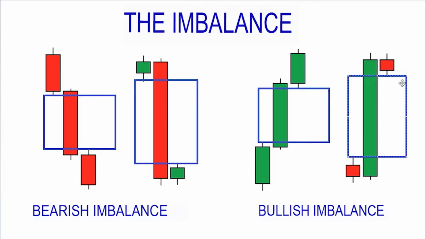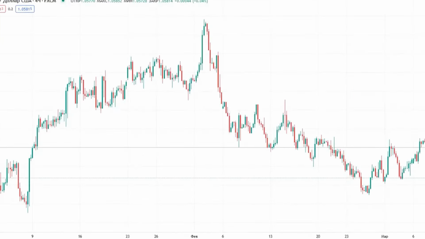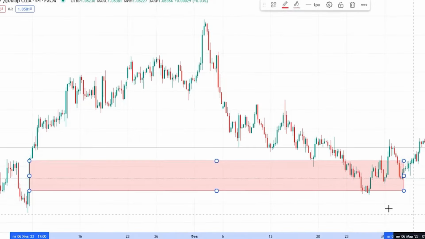Imbalance usually forms for one of several reasons. The first reason is news releases: inflation data, unemployment numbers, interest rate announcements, NFP reports, and other major events. These can cause sharp price movements and therefore create imbalances. Let's look at this example on the EUR-USD pair. The US released the NFP report, the change in unemployment levels. That's what caused the gap to appear.